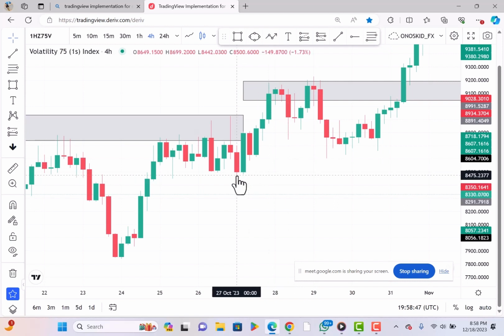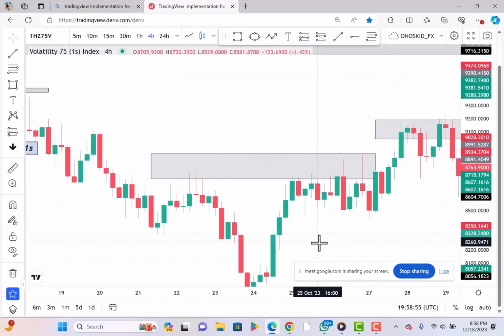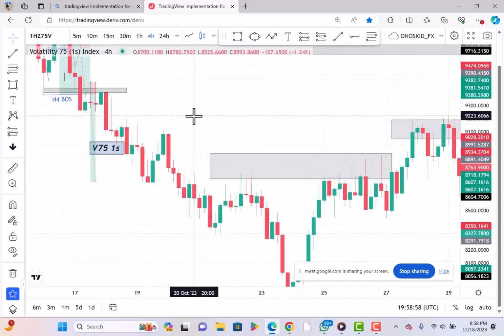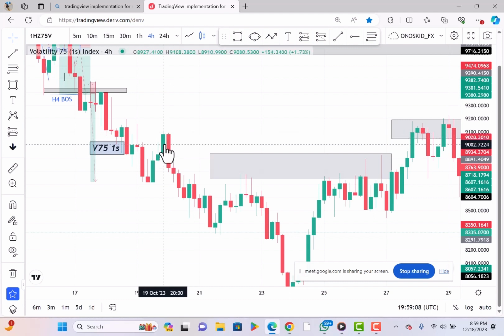You also have the tweezer top, the tweezer bottom, and the evening star. Tweezer top is also a two candlestick pattern. Tweezer top, just like the name implies, is just two candles that are of equal height. Either one is bullish and one is bearish, or vice versa. In the case of the tweezer top, you see the first one being bullish and the second one being bearish.